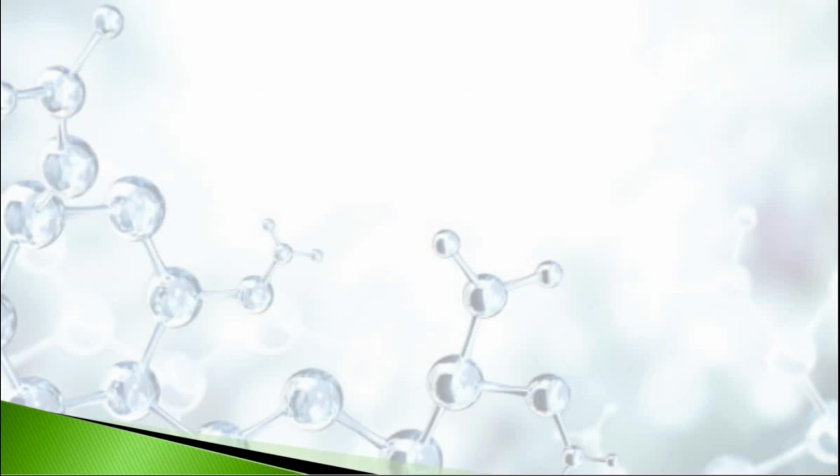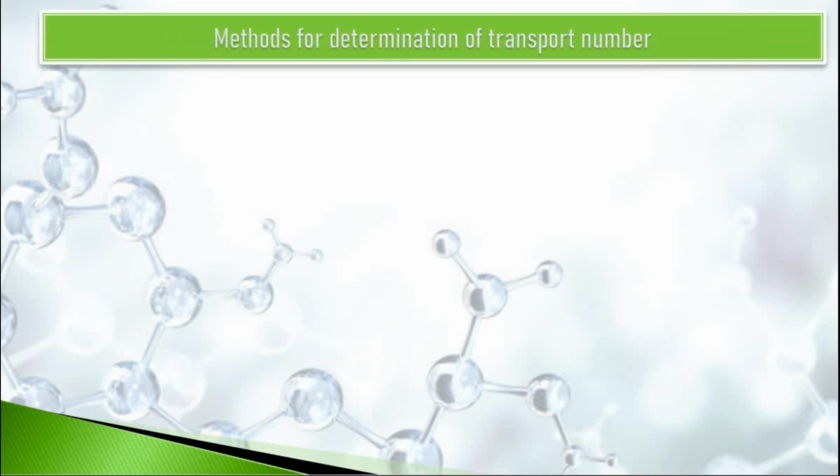Transport number of ions can be determined experimentally, and there are generally three methods which are employed for the experimental determination of transport number. The first one is known as the moving boundary method. In this method, the rate of motion of boundary between two solutions under the influence of current is studied. The second method is based on the procedure originally proposed by a scientist by name Hittorf in 1853. So the second method is known as Hittorf's method.